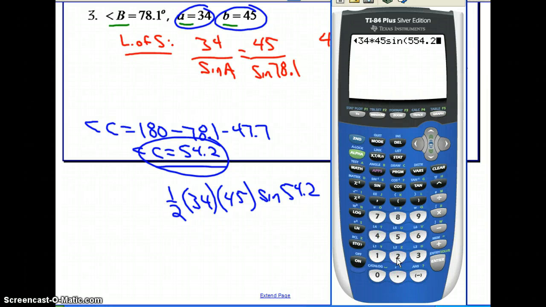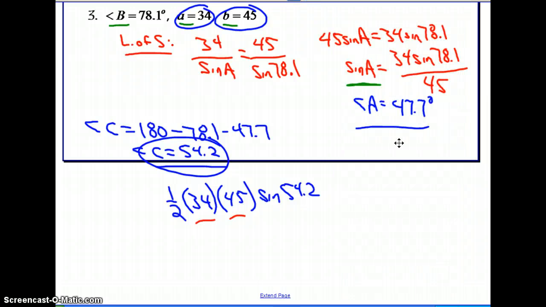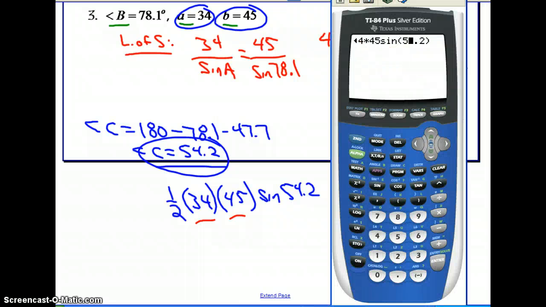And again, just getting a rough estimate. Oops, that does not look too good, does it? Take that out. Sine of 54.2. Rough estimate, our 2 sides are 34 times 45. So if you just round both to 40, you get 1,600. Half of 1,600 is 800. And then that sine is less than 1. So an answer, I don't know, less than 800, 400 or 500 maybe.